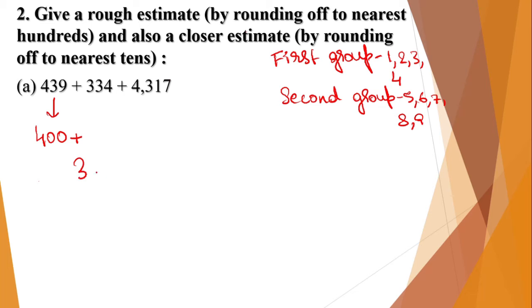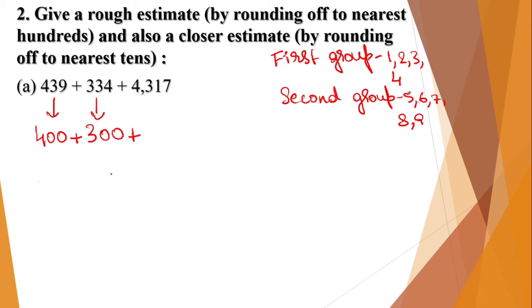Now the next number which we have is 334. Now here we should circle 3 because it's in hundreds place, and circle the next 3, because it's next to 3. Now here we should check if 3 is in the first group or second group. So as you can see, 3 is in the first group. Now if the number is in first group, no changes for the first circled digit, which is 3 here. So 3 will come as it is, but 3 and 4 will become 0. So we will get 300. So 334 round off to nearest 100 will give us 300.